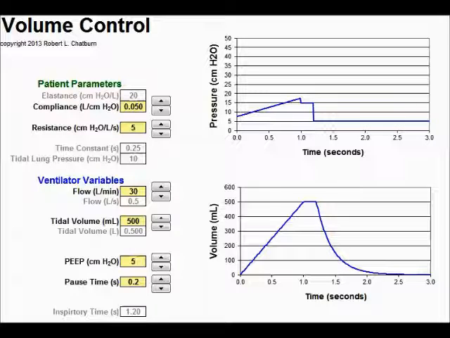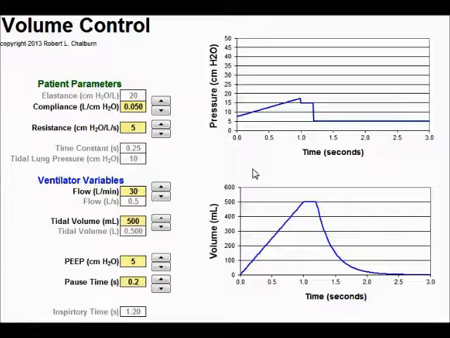First, let's take a look at volume control ventilation. What is going to happen if I decrease the compliance? So my patient's compliance changes. We're first going to look at my ventilator settings: I have a tidal volume of 500, a PEEP of 5, and a flow rate of 30. This is set with a little longer inspiratory time of 1.2 seconds.